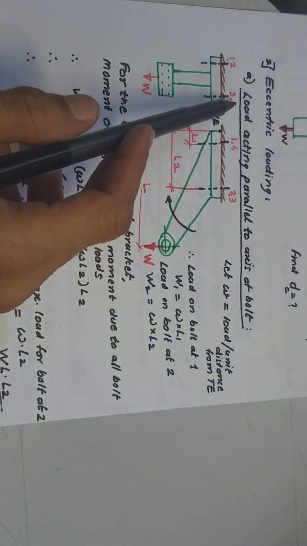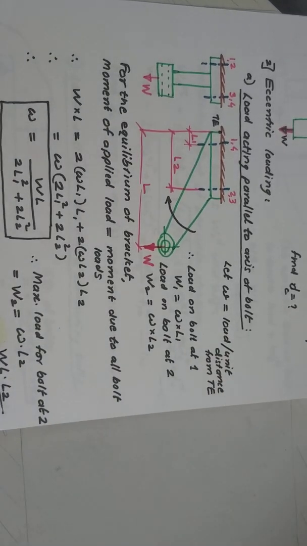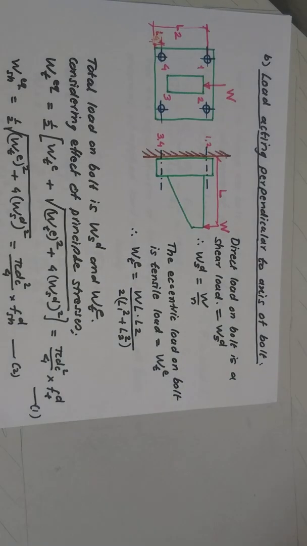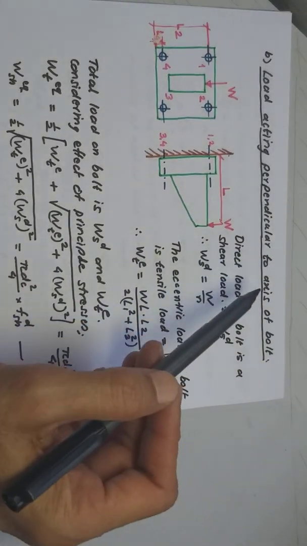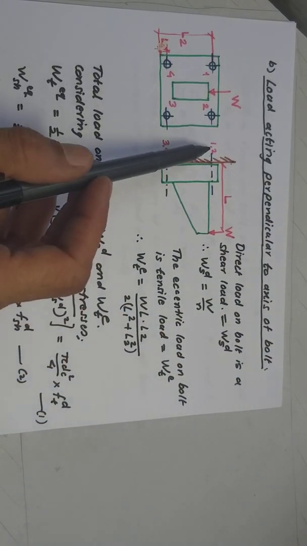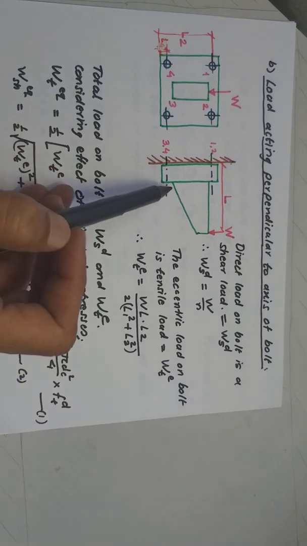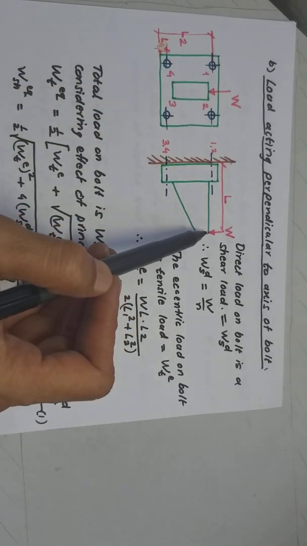So this is the first case, called load acting parallel to the axis of the bolt. Now let us take the next case, load acting perpendicular to the axis of the bolt. As you can see here, there is a bracket like this. The bracket is fitted to the frame by the bolts like this, 1, 2, 3 and 4, and the load is applied on the bracket somewhere here.